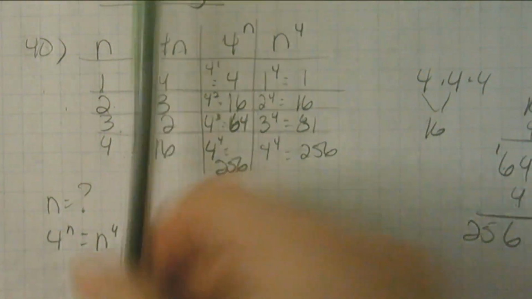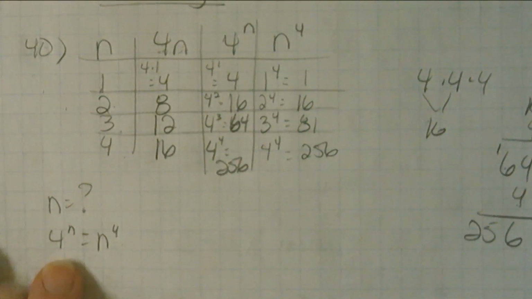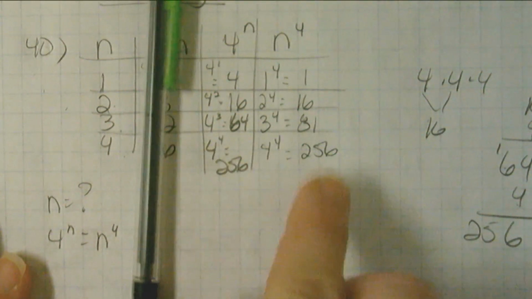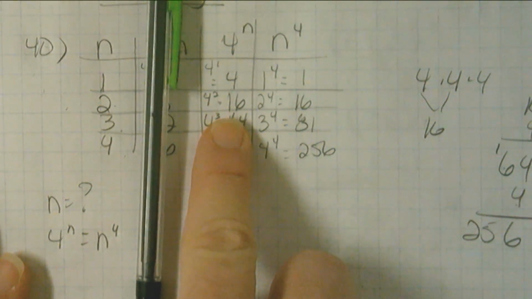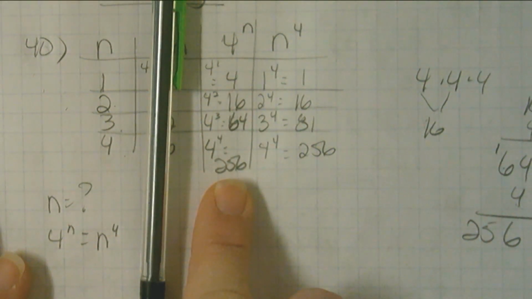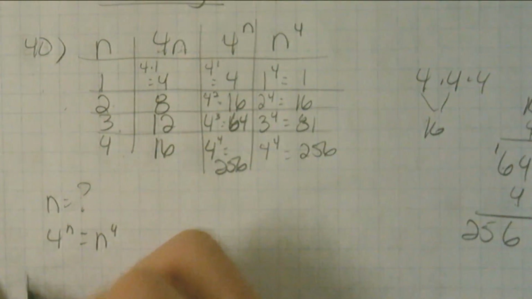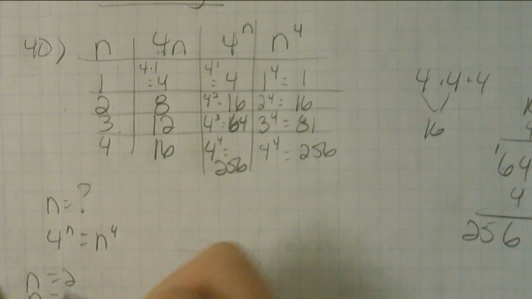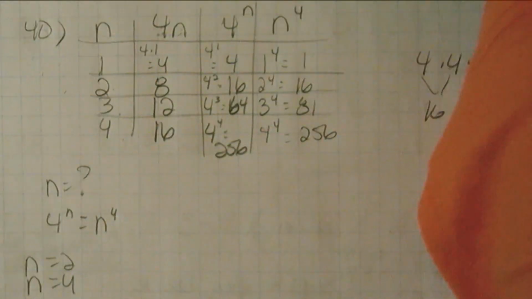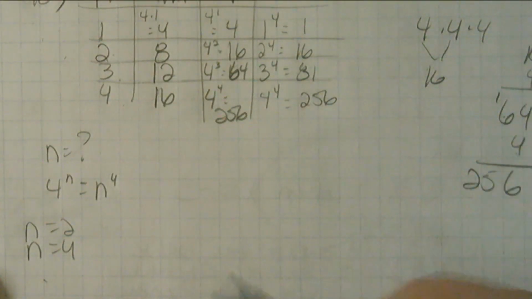Okay, so we say when n is equal to 2, and when it's equal to 4. Is that what we're saying? How many of you guys agree with that? All right. So when n equals 2 and when n equals 4. All right. How about the next one?